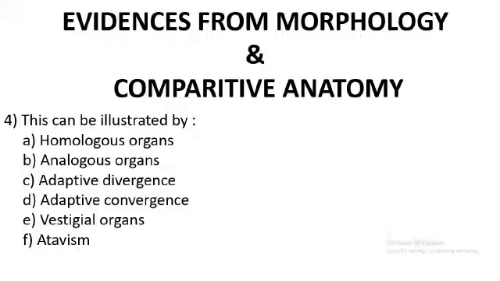For you in the PU board, we are going to speak about homologous organs, analogous organs, adaptive divergence and adaptive convergence. But vestigial organs and atavism are not within your syllabus. So we may not speak about these two.